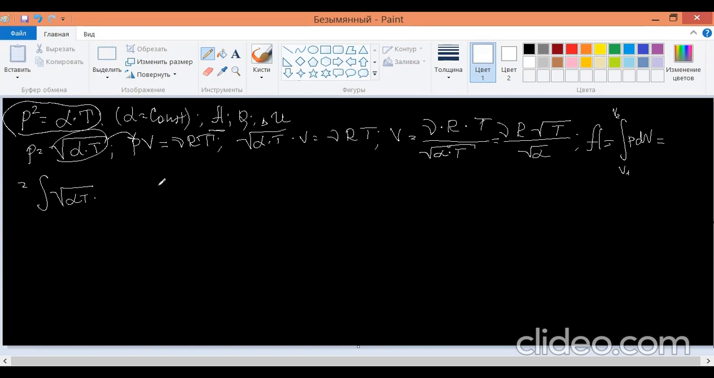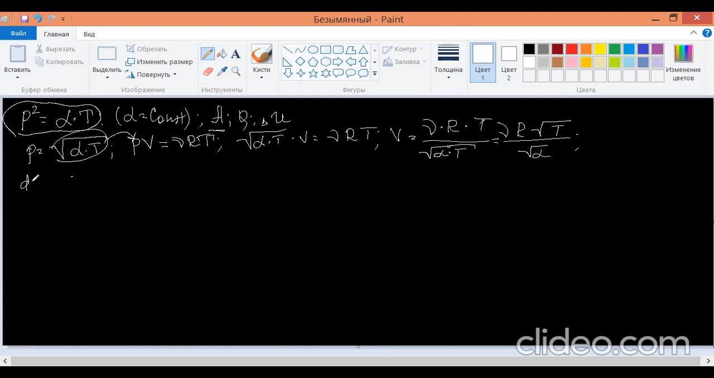And now we need to find out what dV is equal to. Okay, hold on a sec, please. So let's first of all identify the differential of the volume dV.